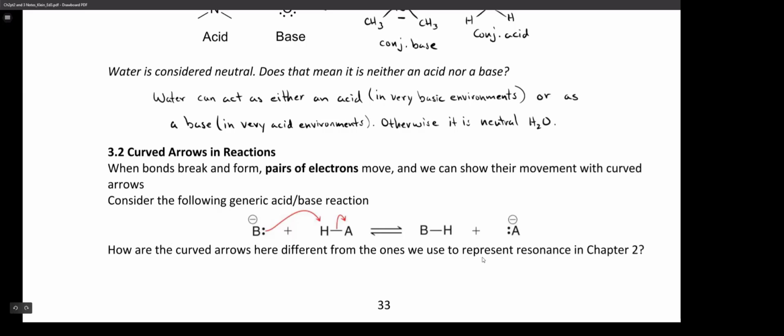The curved arrows are no different. Other than for resonance structures, it wasn't the arrows that were different, it was the rules that were different. The rules were you couldn't change the connections of atoms in resonance. Other than that, the arrows work the same. But now you are allowed in a reaction to change bonds, because you agree these are not resonance structures.